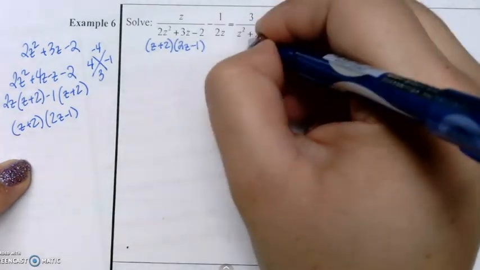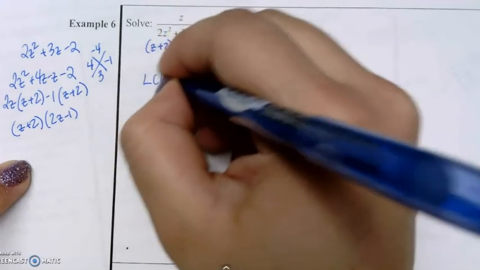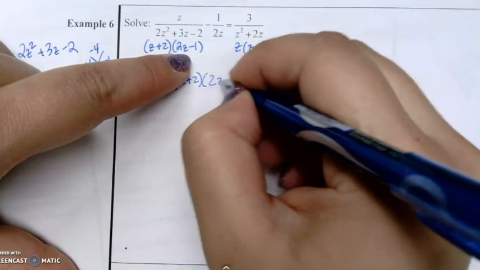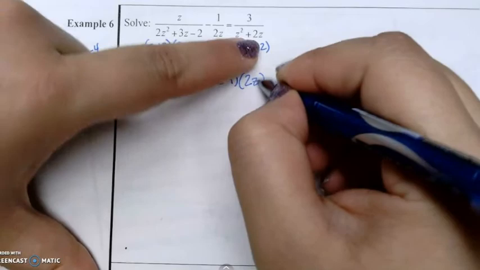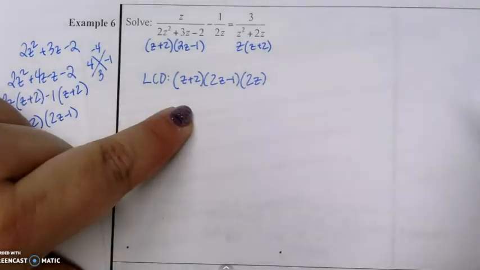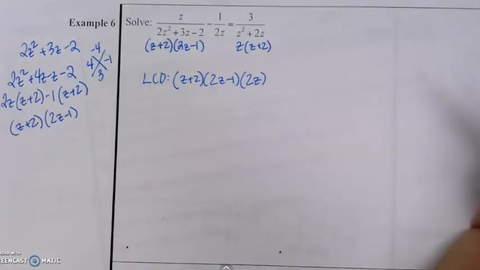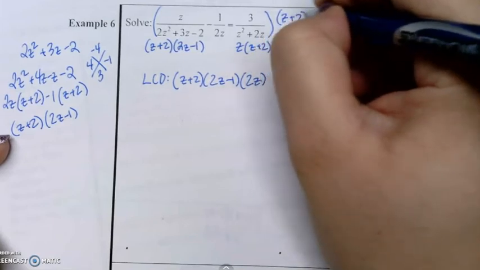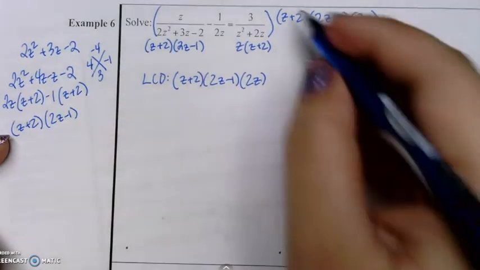Here I have 2z, and here I have z times z plus 2. So what is my LCD? Well, my LCD is z plus 2 times 2z minus 1 times 2z. Z is already included, and z plus 2 is already included. So my LCD is these three, well, really 4 factors, because 2 times z is 2 factors. Multiplying through by the LCD, z plus 2, 2z minus 1, 2z, distributing to each of those three terms.